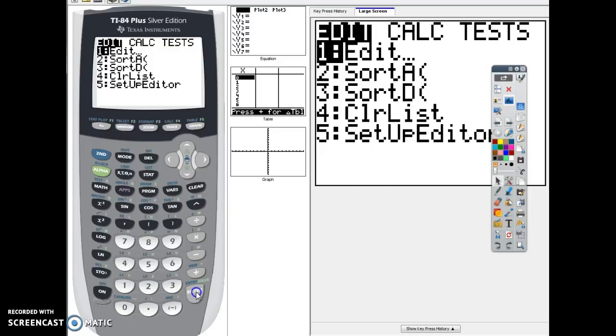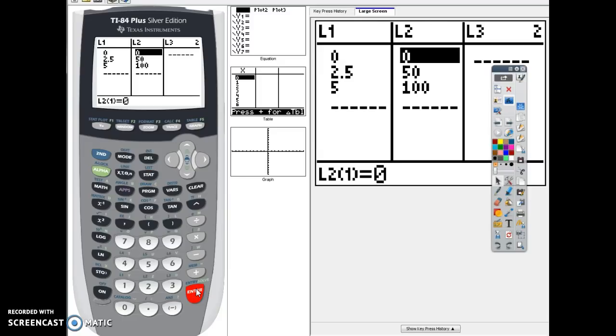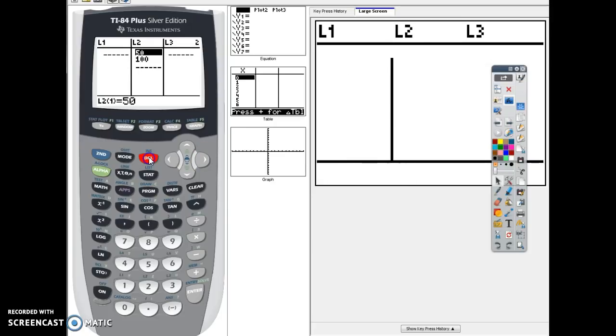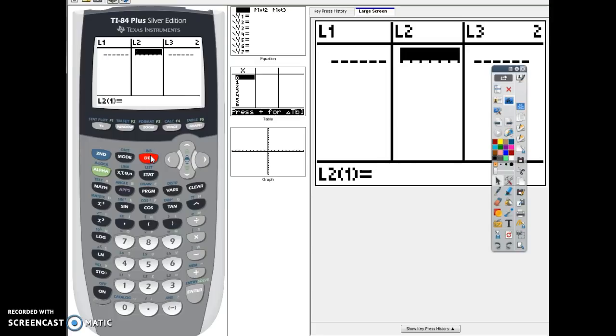Stat, enter. And if you have numbers in there from previous classes, just delete them. Just make sure that you have L1 and L2, because if you don't, it's not going to give you an answer or the correct answer. And if you don't have L1 and L2, you clear the calculator. Second plus 7, 1, 2.